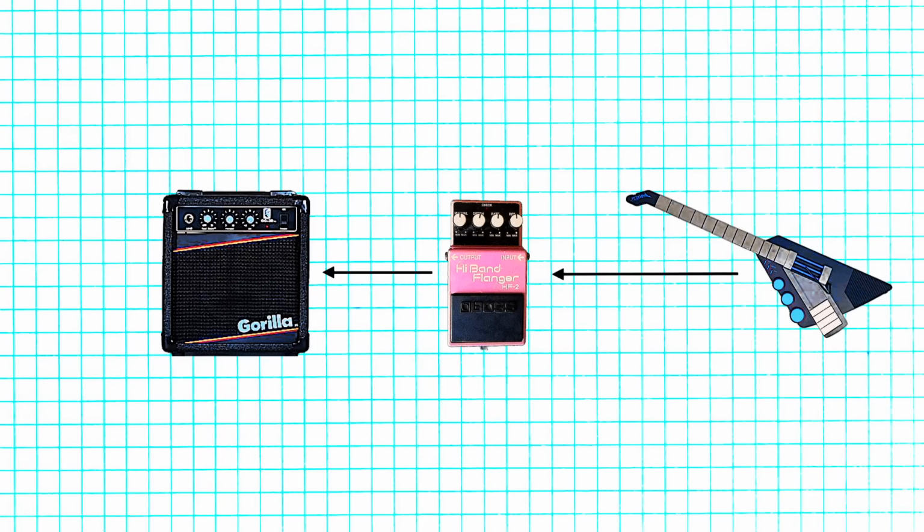The idea with an effects loop is that it's an insertion point in your amp that lets you run more effects after your amp has already had its way with your sound. So let's listen to some examples. This is what a flanger, the Boss HF2, sounds like going into my Marshall amp the normal way. And this is what it sounds like going in my Marshall amp's effects loop.